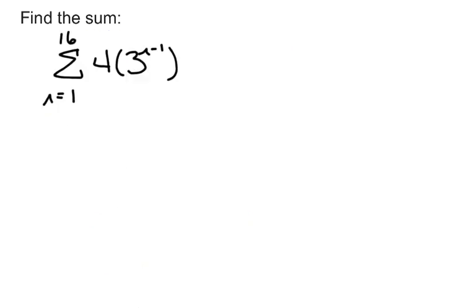Let's try one that's written in sigma notation, where the index goes from 1 to 16 of 4 times 3 to the i minus 1. A very good first step is to write out a few of the terms. Plugging 1 in there, we'll get 4 times 3 to the 0, which will just be 4 times 1, or 4. The next one, when i equals 2, 2 minus 1 is 1, 3 to the 1st power is 3, and 4 times 3 is 12.